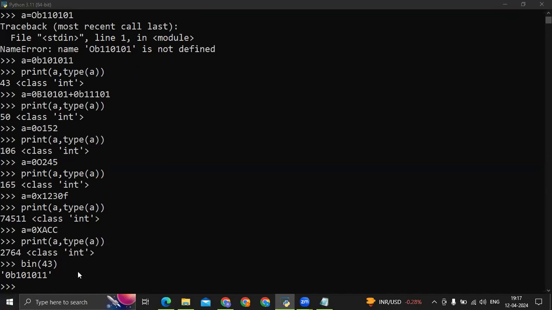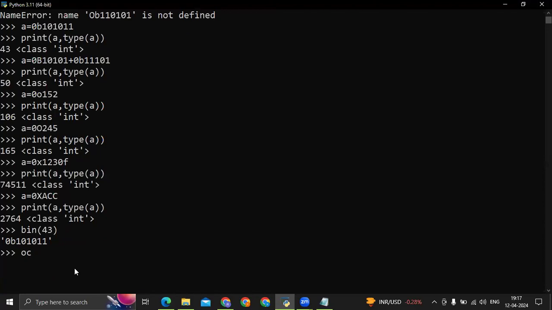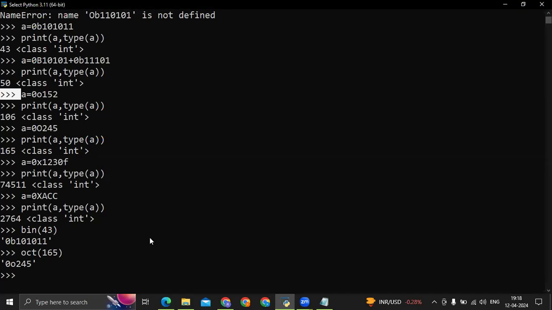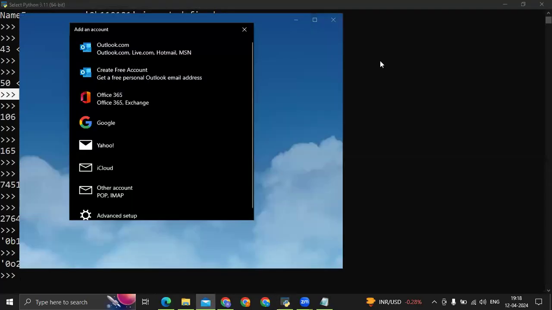Is this clear to you? How will we get that? Now let me check octal. Octal of, sorry, 165, we want to know. It's 0o245. Clear? Dear student, is this clear to you? Got it. How can we print 0x1230F? So we can use bin A, we'll get, no. You cannot use this. Just a second.